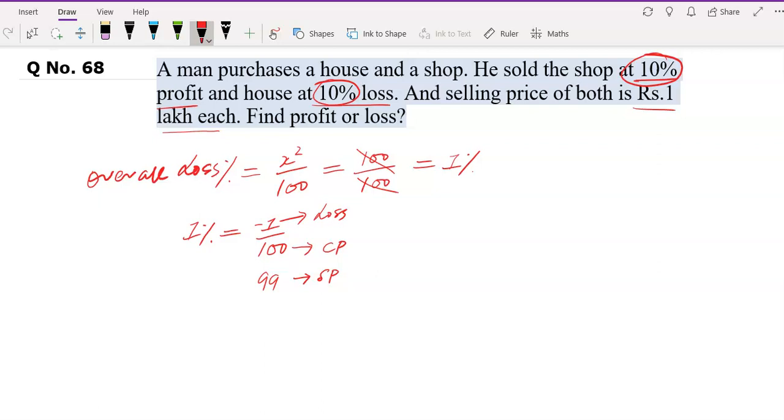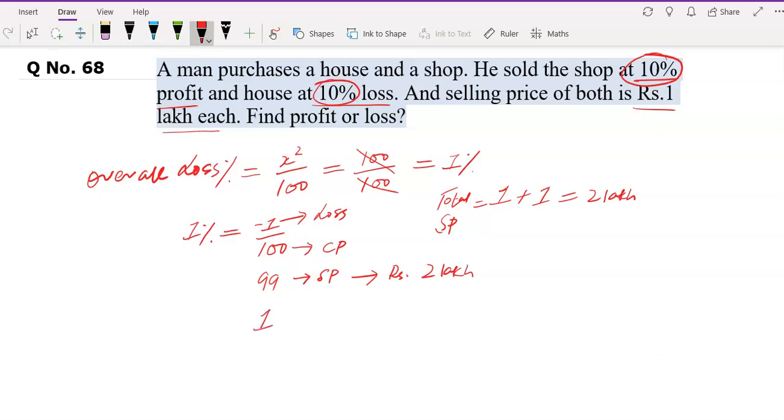Now in this question, it's given the selling price of both is rupees 1 lakh each. So total SP will be how much? 1 lakh plus 1 lakh is equal to 2 lakhs. So 99 units represent how much? Rupees 2 lakh.